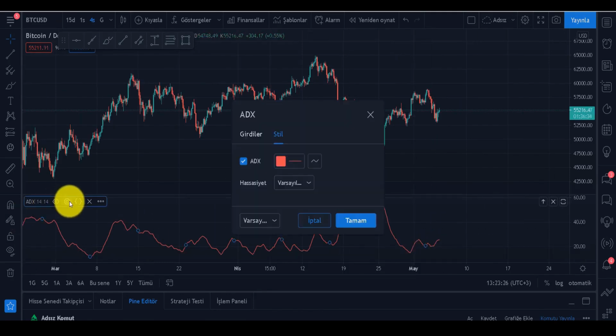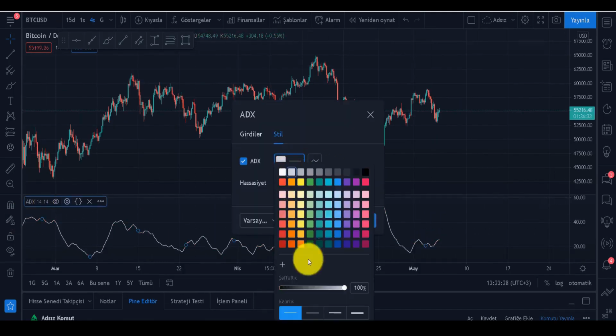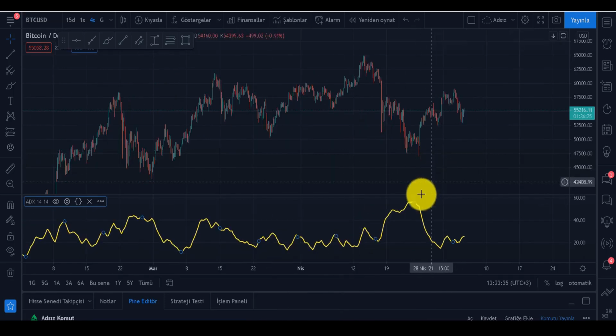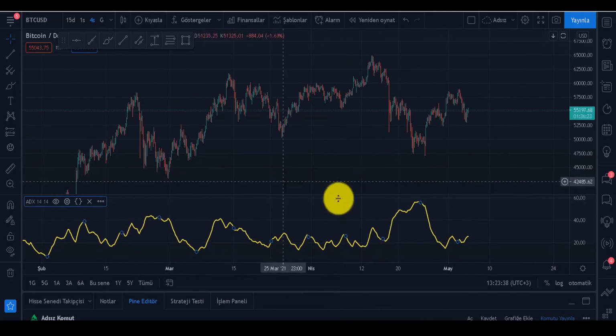We will discuss that. From the settings section, I am making this white again, standardizing it. I will make it white and yellow. Now, friends, what does the indicator below signify?